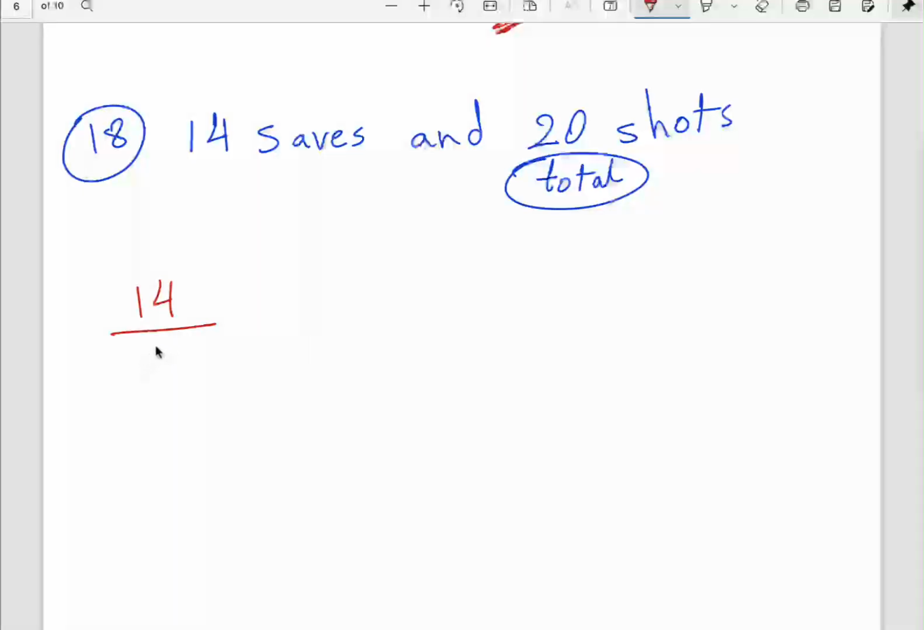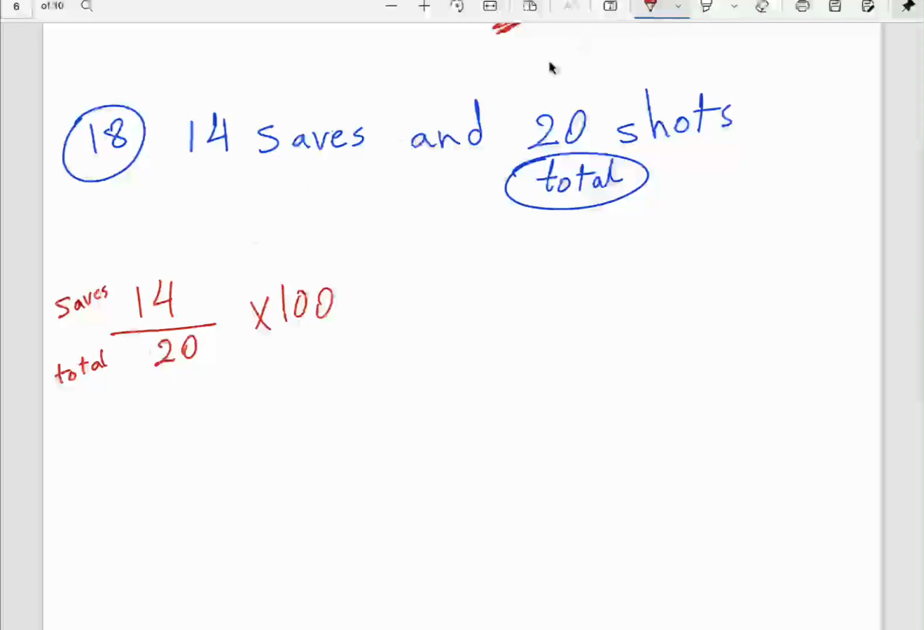Saves over total times 100. What is the total? 24? Why 24? It's 20 here. 20 shots in all. So we need to find 14 over 20 times 100.